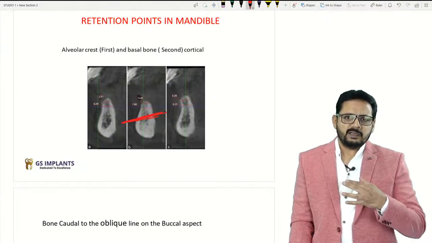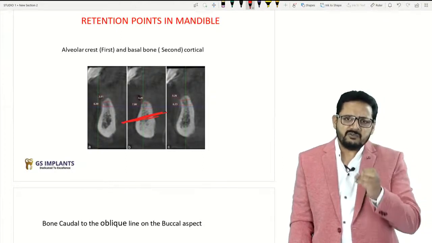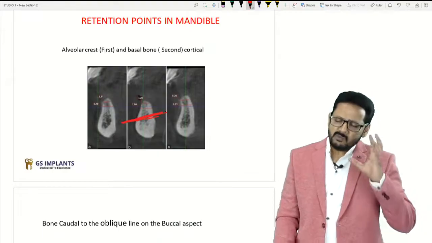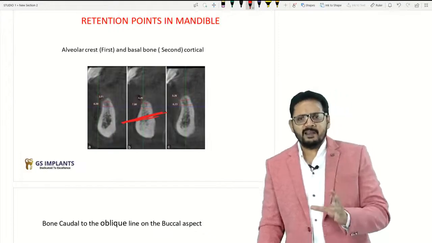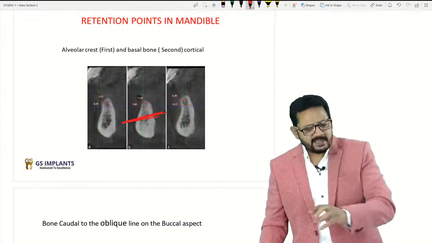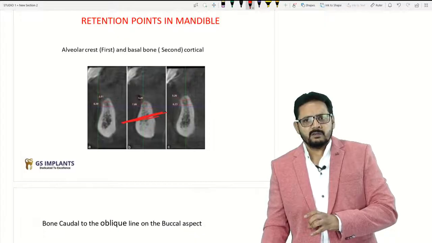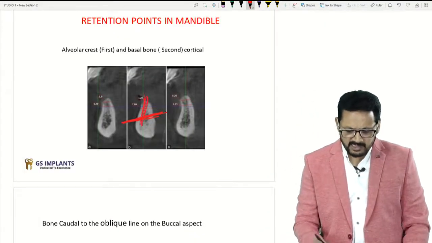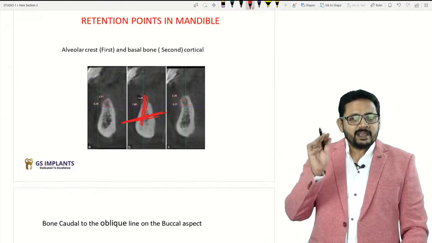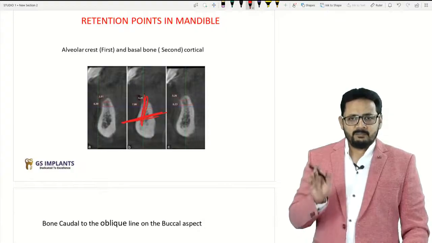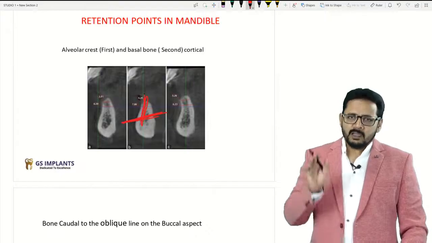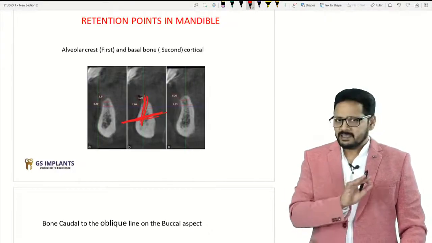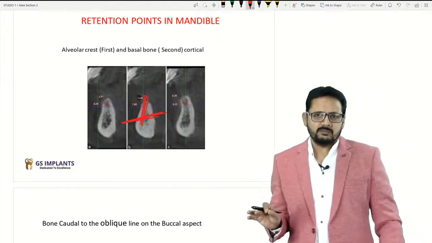So don't think that, most of the cases you fail, right? This I'll tell you in the surgical module. But most of the people fail because they don't engage the second cortex. Most of the implants actually restrict themselves only to the cancellous bone. So when it comes to the basal implants or the bicortical implants, you have to go into the second cortex. Otherwise, the chances of failures are manifold. Okay?